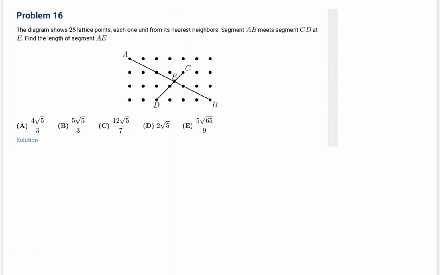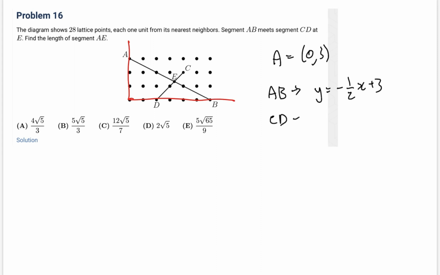Number 16, 28 lattice points. For this one, it's really nice if you just put it on a coordinate plane. So point A is at (0, 3), and line AB is y equals minus 1 over 2 x plus 3, and for CD this is y equals x minus 2.